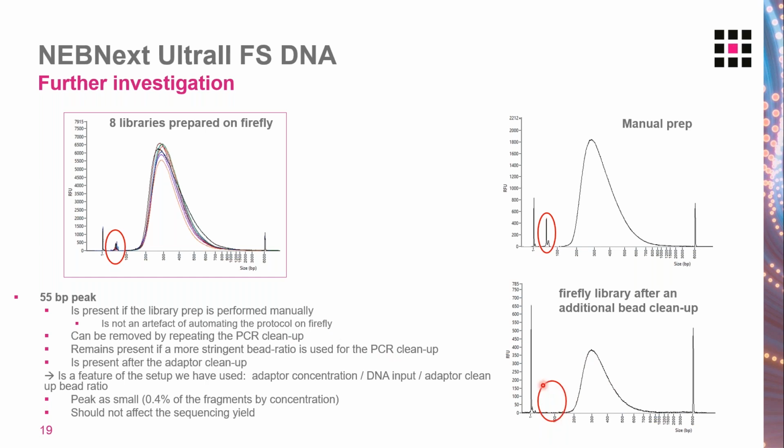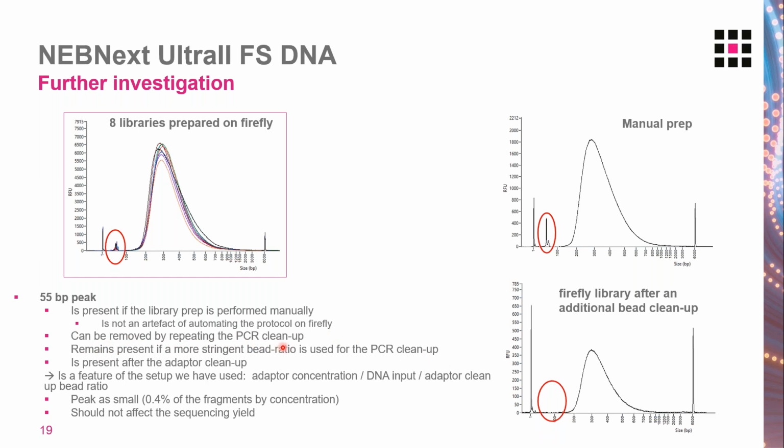I haven't shown you the control for this, but it does show the presence of a peak. If we do perform that additional bead cleanup, it goes away. So this is the approach NEB suggests. If we do have any additional peaks, perform additional cleanup. So that's the way of getting rid of it.